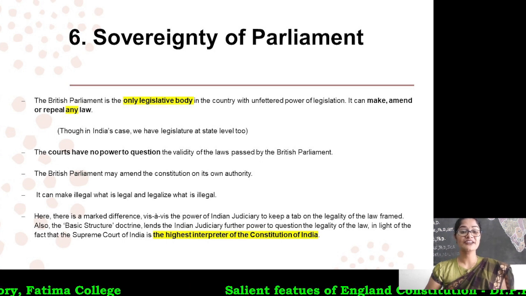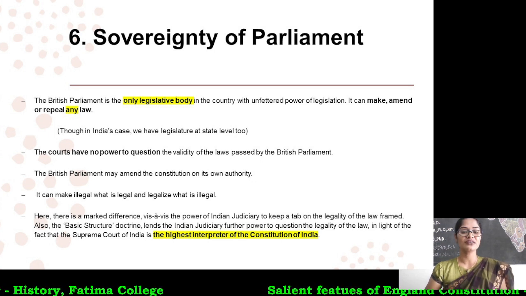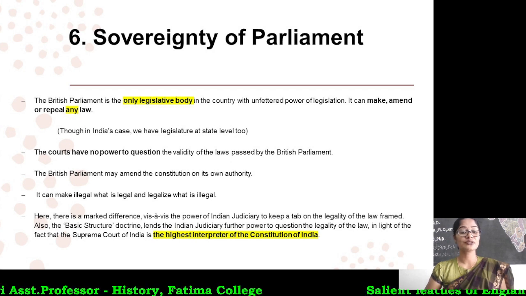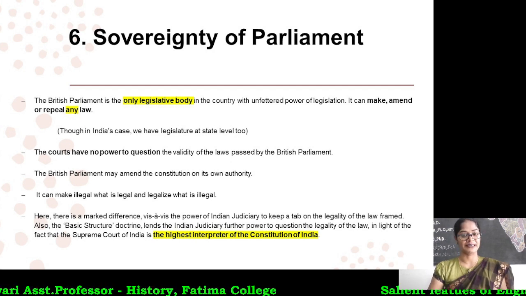Here, there is a marked difference, vice versa. The power of the Indian judiciary to keep a tab on the legality of the law framed. Also, the basic structure doctrine lends the Indian judiciary further power to question the legality of the law in the light of the fact that the Supreme Court of India is the highest interpreter of the Constitution of India.